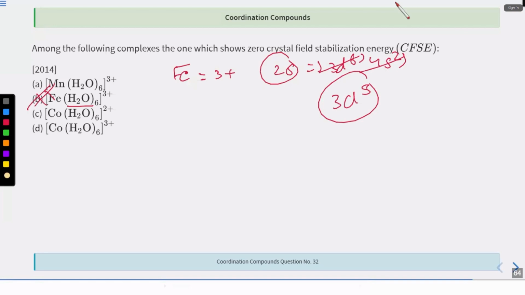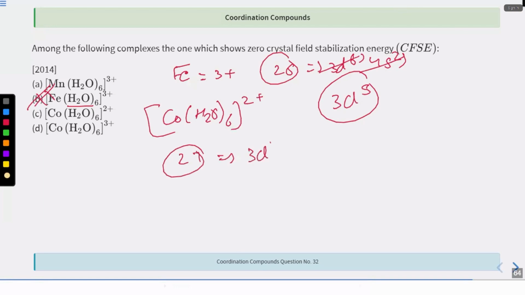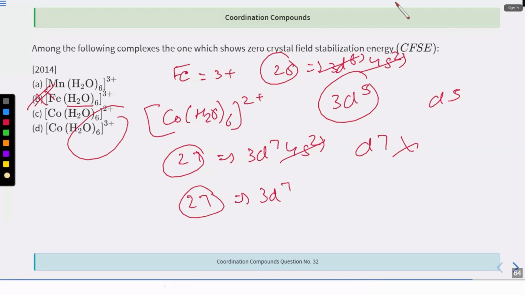We can check others also. Cobalt H2O6 2 plus. Cobalt is 27, which is 3d7 4s2. So here it is in +2 state. So these two will go and you will be left with d7, which is wrong. I need d5. Let's check with this. Again, it is 27. It is 3d7 4s2. Here I need three electrons to go. So two will go from here, one will go from here. You will be left with d6. Again, it is wrong. I need d5. So option number B is the only option which is giving me 3d5 configuration. So option number B is the right option to this question.